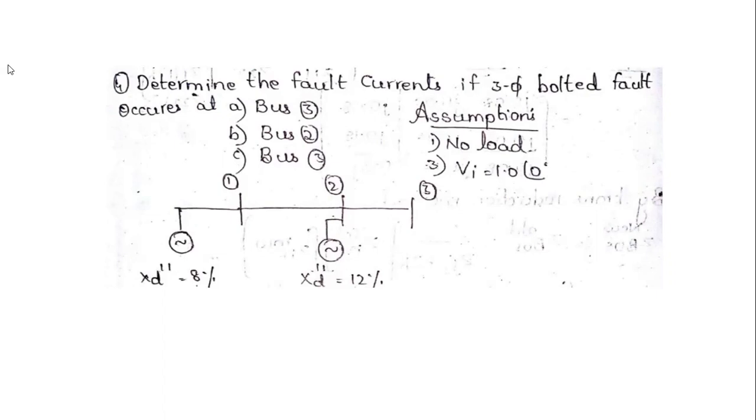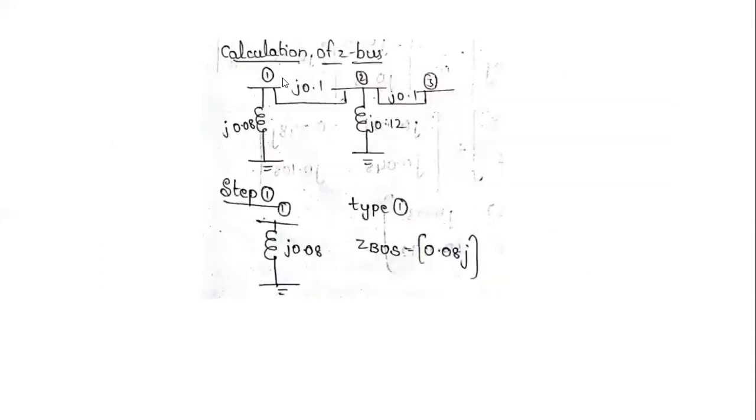And we have the single line diagram for all the buses: this is 1, 2, 3. Then we calculate the fault current at bus 3, bus 2 and bus 1. Also in the question, XD double dash at bus 1 is 8% and XD double dash at bus 2 is 12%. Then we calculate the fault current at all the buses. First of all, we calculate the Z bus matrix.